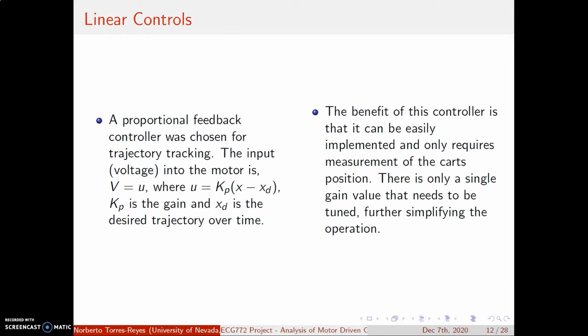For linear controls, a proportional feedback controller was chosen for trajectory tracking. The input or the voltage into the motor is V equals U, where U equals Kp times (X minus XD), or Kp times the error. Kp is a gain and XD is a desired trajectory over time. In this case, we're choosing XD to be some sort of sinusoid. The benefit of this controller is that it can be easily implemented and only requires measurement of the cart's position. There's only a single gain value that needs to be tuned, Kp, so it makes operation much simpler.